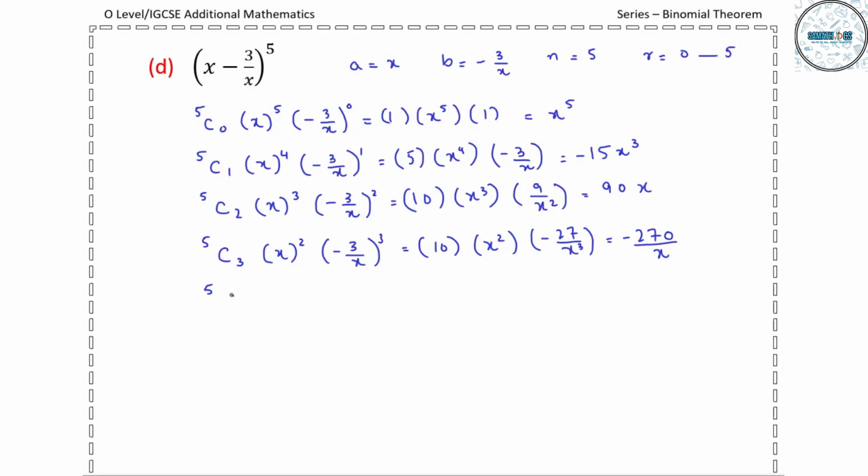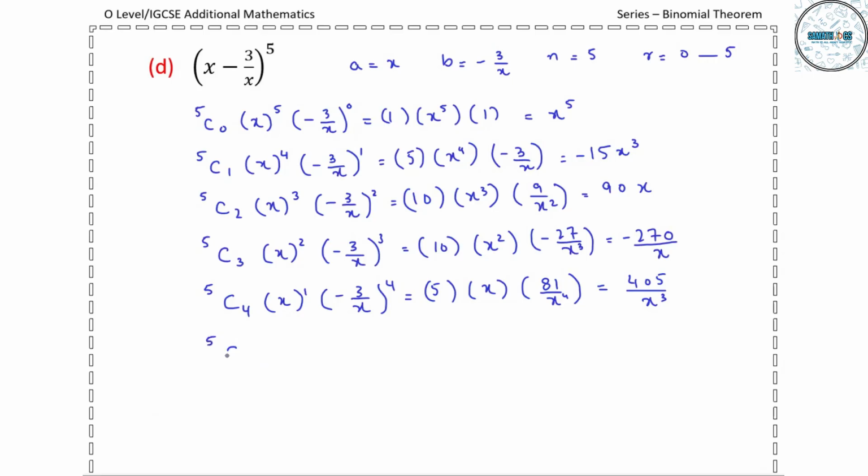Next term, 5c4, x with power 1, negative 3 upon x with power 4 is equal to 5c4 is 5, x power 1 is x, negative 3 over x with power 4 is 81 divided by x power 4, which is equal to 405 divided by x cube.